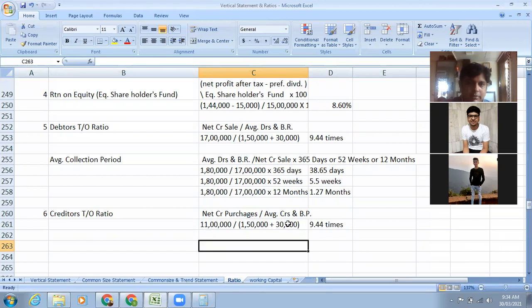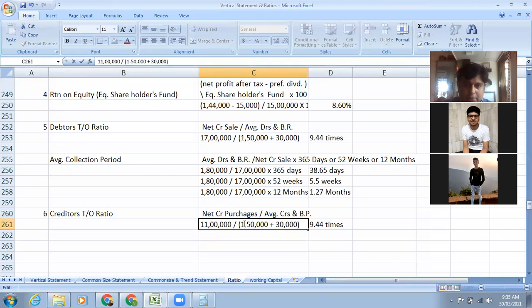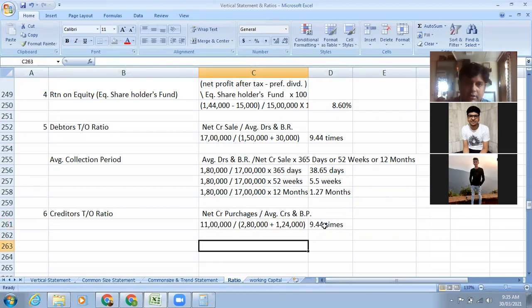Closing creditors and bills payable. Creditors is 2,80,000. Do we have bills payable? Yes, sir. Total 4,04,000. That's 280 plus 124. Get me the answer.